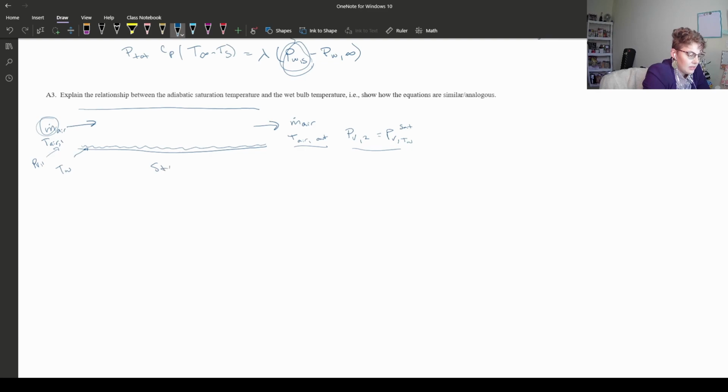This is a steady state system. So when we are creating our energy balance, we want to find the enthalpy in and set it equal to the enthalpy out.